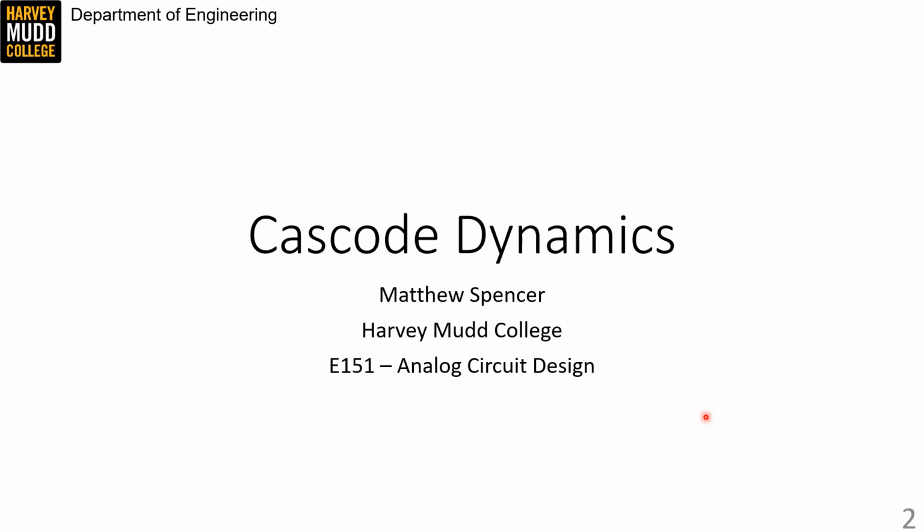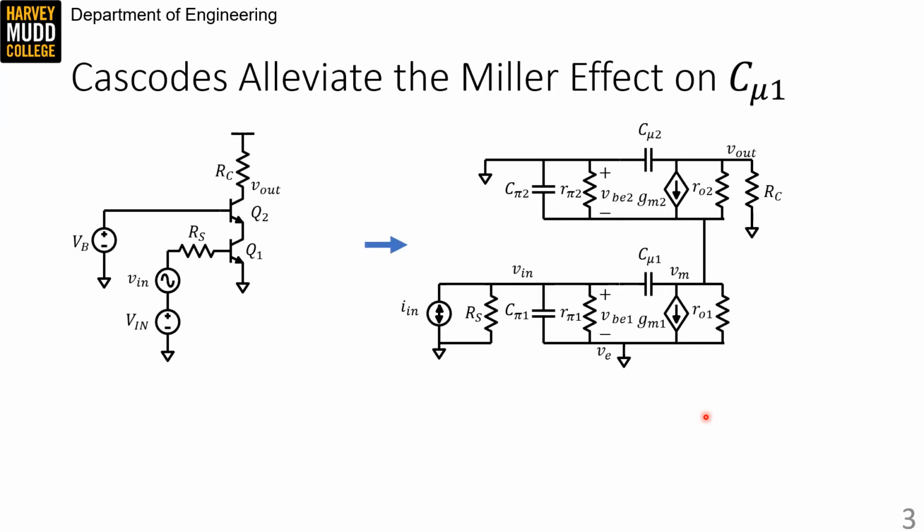In this video, we're going to analyze one dynamic property of cascodes, which will explain why cascode amplifiers often have wide bandwidths. I've included a cascode amplifier on this slide, along with a small signal dynamic model that represents it. As a reminder, we analyze cascodes by pretending that they're two-stage amplifiers. The first stage is a common emitter, and it's loaded by a second stage, a common base.